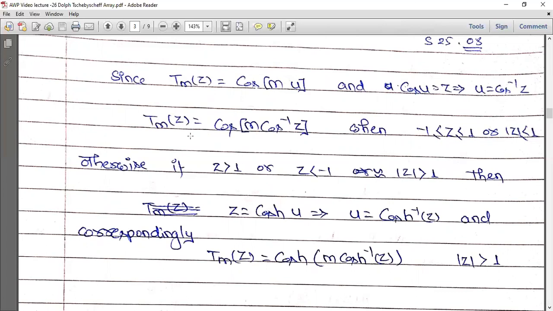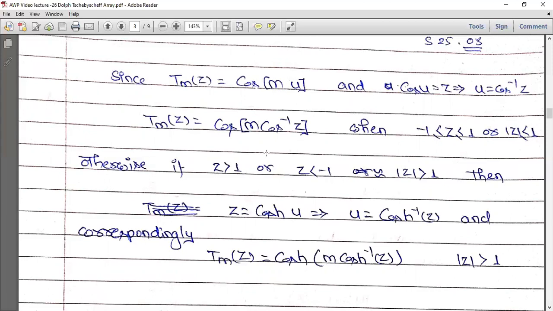What's the use of this polynomial? We will see why we are representing the Chebyshev polynomial in terms of this function also. Again, this is a function of z, and this function is the same as the function we defined earlier for Chebyshev polynomials of different degrees.